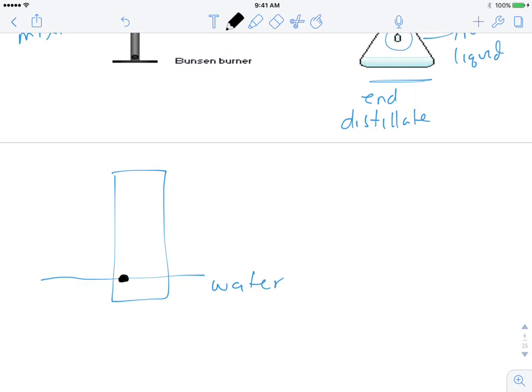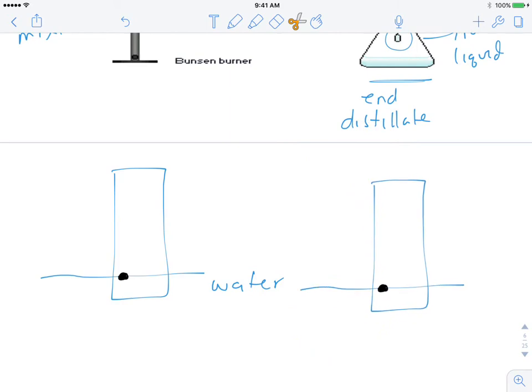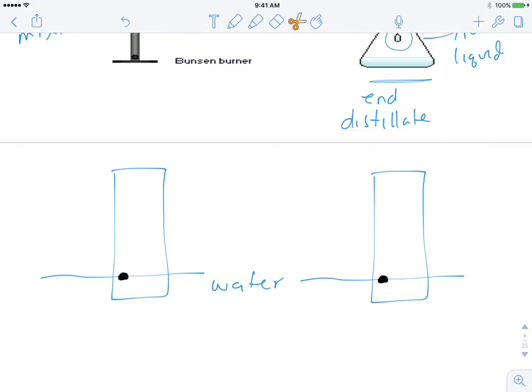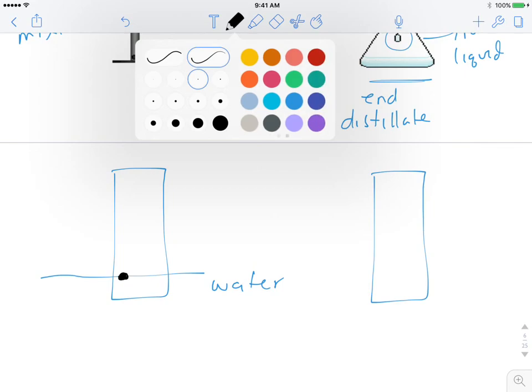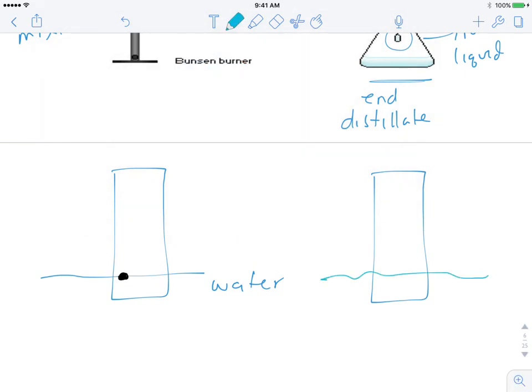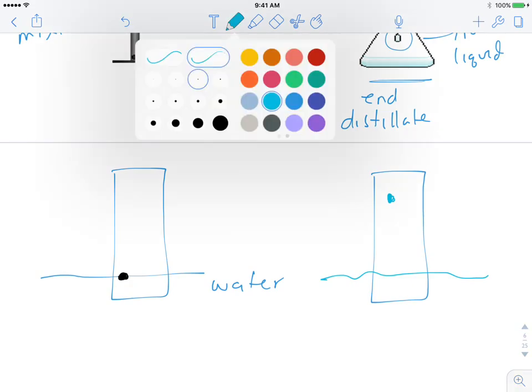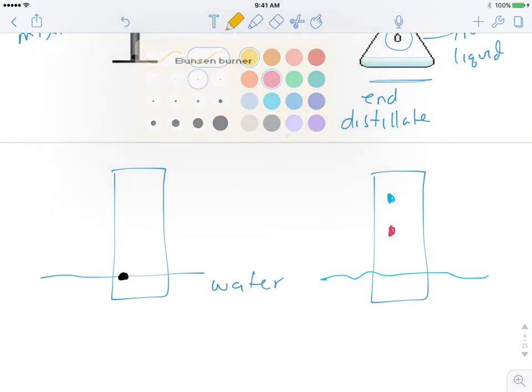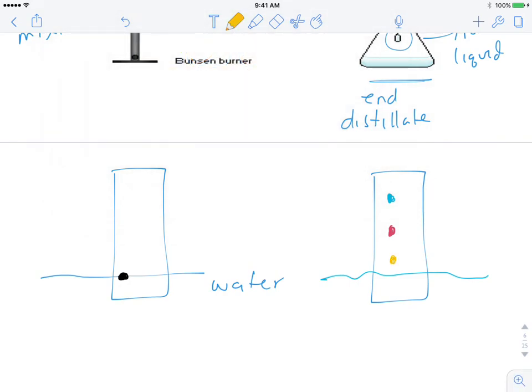And what would happen over time, if I copy this, and I paste it over here, what would happen over time is that this black pigment would separate out into its individual colors. And so over time you would get this. If we erase that, and we put back in our water, you'd get pigments that would separate out. So you'd have one mark up here. Maybe you'd have a different color here. And maybe you'd have another color here.